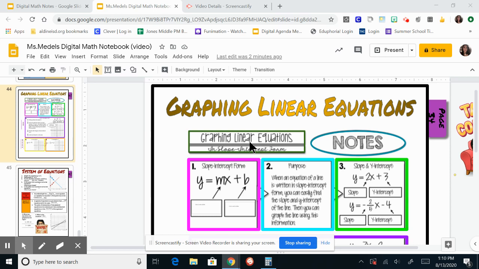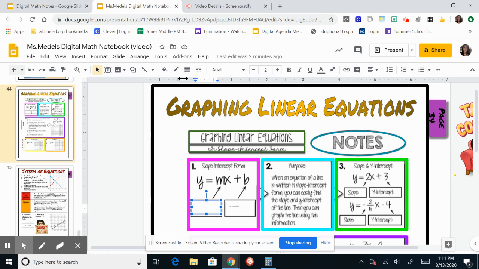Okay, so graphing linear equations in slope-intercept form. This right here, y equals mx plus b, is your slope-intercept form. I'm actually going to change the font because it is too small, and I apologize for that. But this m, or anything that's ever attached to the variable x, is going to be your slope.